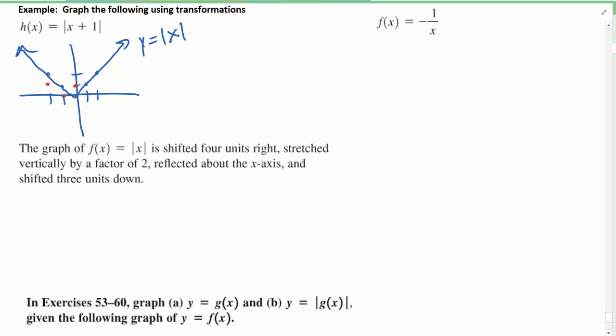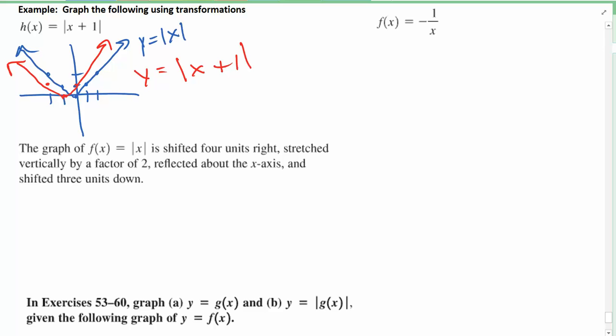And so you get the idea that the whole graph is going to be shifted left 1 unit. Sorry, my pen didn't really work very well there, but the red one here is y equals absolute value of x plus 1.